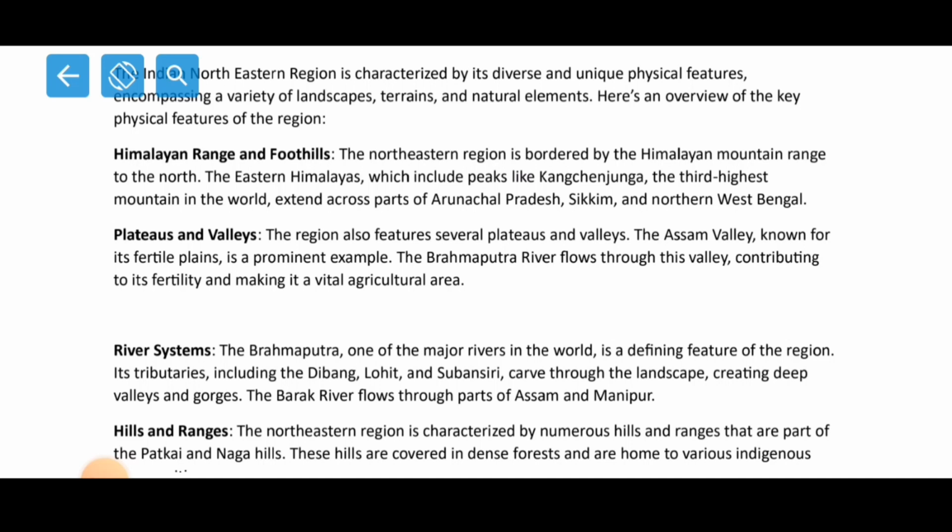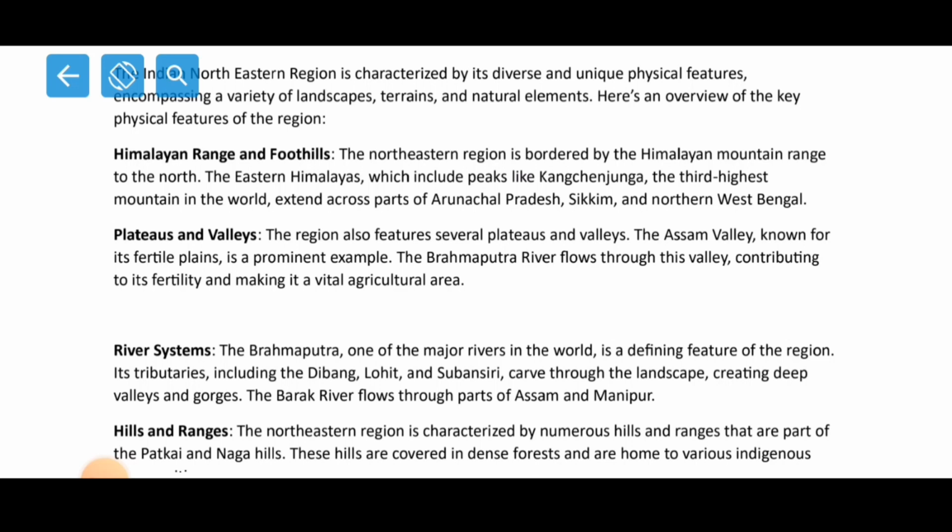But let us see what we have here. So here we have plateaus and valleys. The region also features several plateaus and valleys. The Assam Valley, known for its fertile plain, is a prominent example. The Brahmaputra river flows through this valley, contributing to its fertility and making it a wide agricultural area.